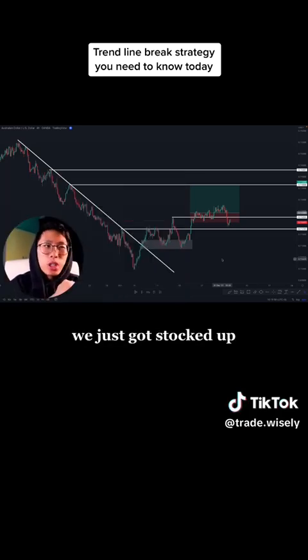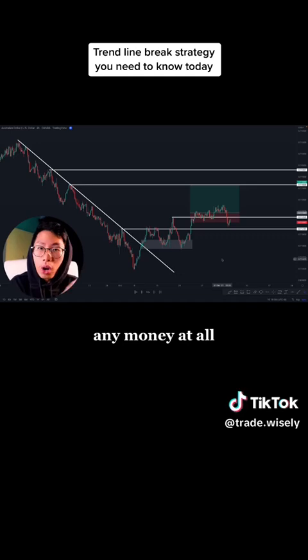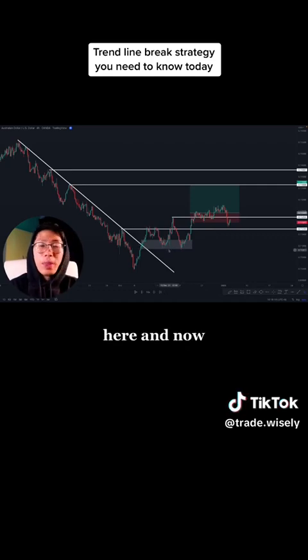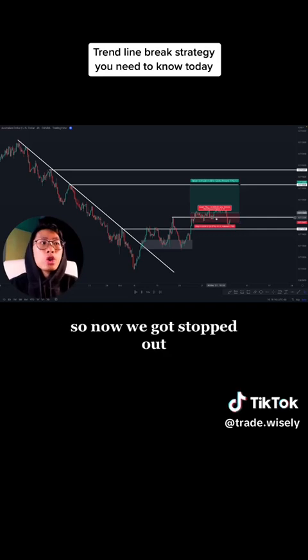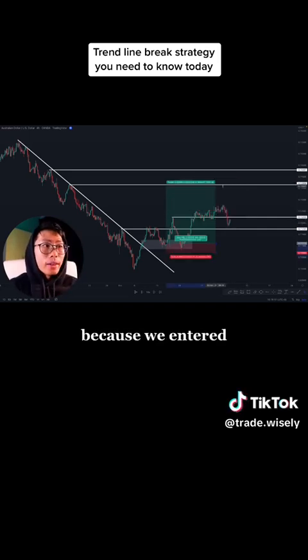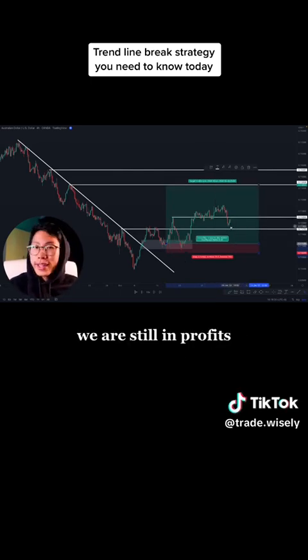So in this case, we just got stopped out, but guess what? We did not lose any money at all, because this was a risk-free trade. Because remember, our stop loss was originally right here, and now we have moved our stop loss right here. So now we got stopped out, and guess what? We are still in profit because we entered all the way down here. So right now you can see, even though we got stopped out, we are still in profits.